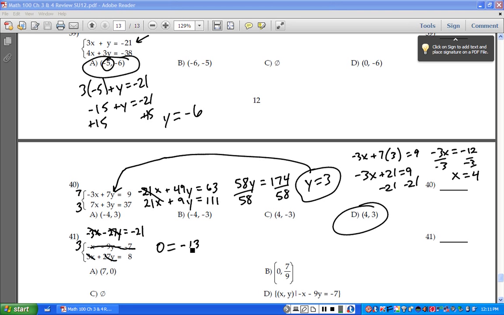Alright, so 0 does not equal a negative 13. That's false. So anytime you have a false statement left after your variables cancel, there's no solution. So there's no solution right there. Answer choice C.